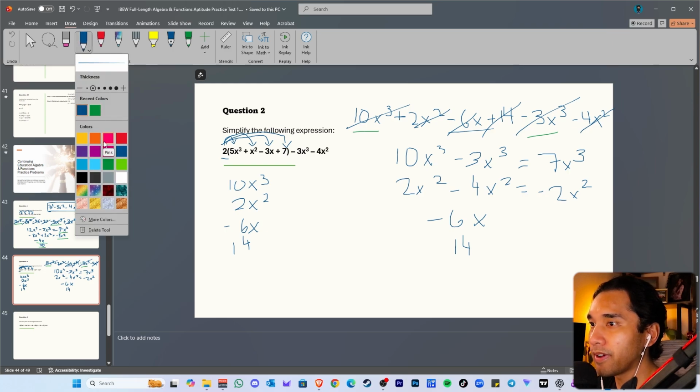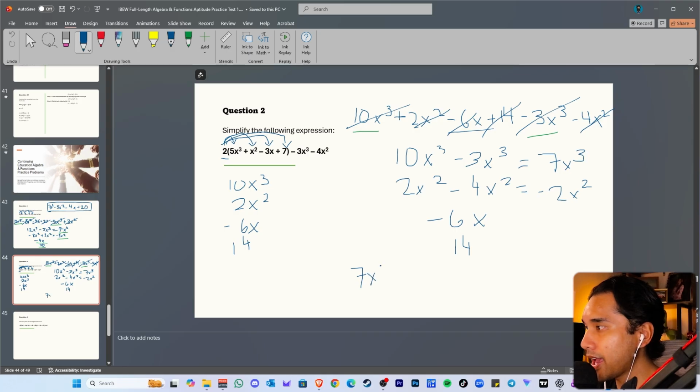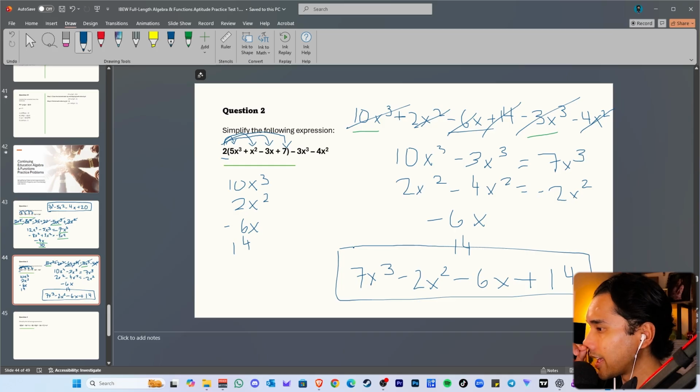Everything has been simplified. So we're just going to write everything down again. 7x cubed minus 2x squared minus 6x plus 14. Nothing could be combined. This is our final answer. Let's move on from there. But let's talk about it.